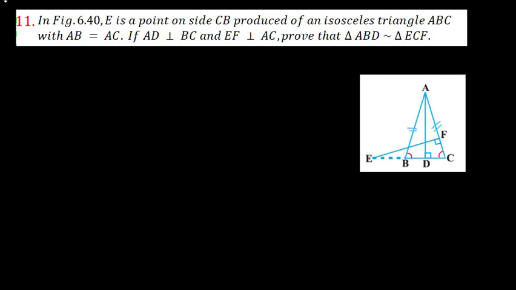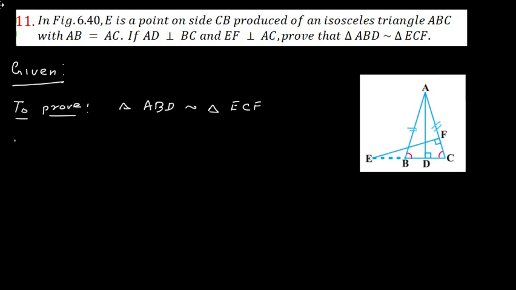Now you have this triangle ADB. In this you have two angles, one is 90 degree and one is this angle B, and in triangle ECF you have two angles, one is 90 degree and one is angle C. So by angle criteria you can prove that these two triangles are similar. So let us start. Let us write.